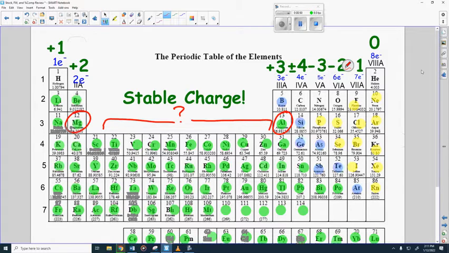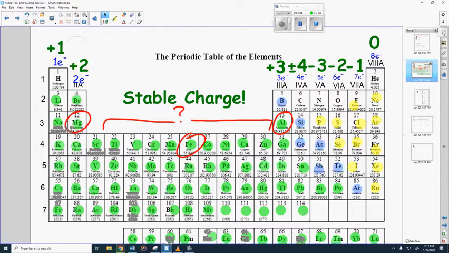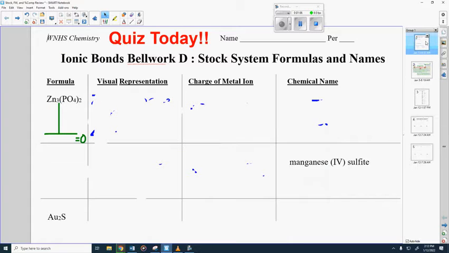So for example, iron right here in the middle, iron can be a +2, it can be a +3, it can even be a +6 if it's feeling really saucy sometimes. So that's where stock system comes into play, because things can change on us with the transition metals. So let's take a look at this first problem here. We have Zn3(PO4)2. So we got some zinc here.